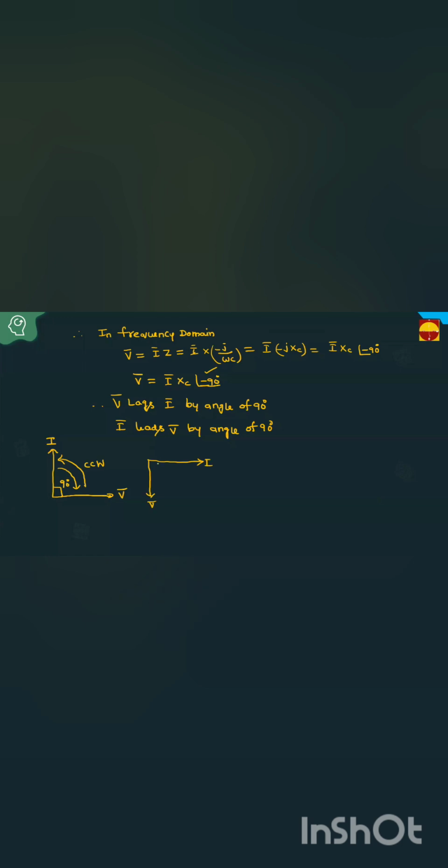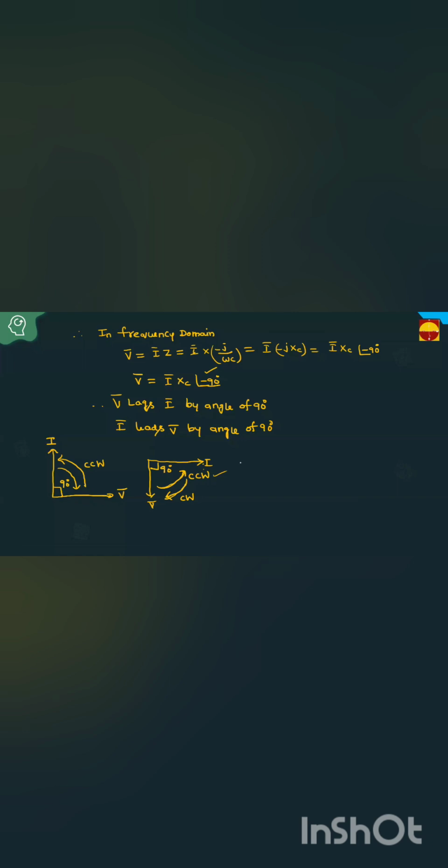This is I, this is V. How many degrees, friends? 90 degrees. If you measure in counterclockwise direction, leading. If you measure in clockwise direction, lagging. Lagging measuring angle is negative. Leading measuring angle is positive because counterclockwise direction is leading. Current leads voltage; measuring like this, voltage lags current. Okay, that point is very important.